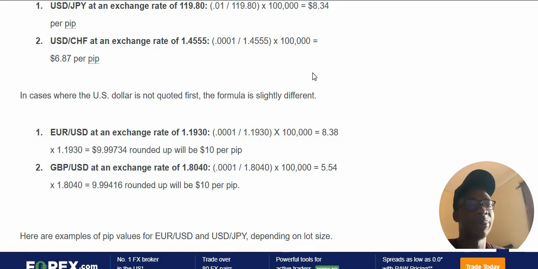So you just have to look for a perfect lot size that will align with your trading account balance. So lot size is just like stake. Different people have different account sizes and different lot sizes.